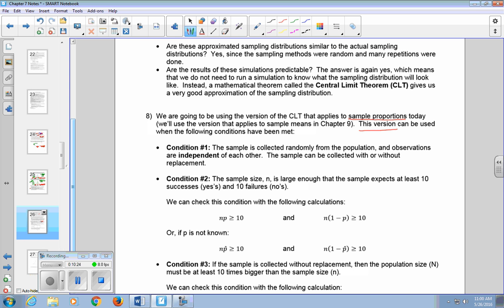Remember, with replacement means if you take somebody out, let's say an ID number of 1, you put them back, they can be selected again. Without replacement, you take somebody out that has ID number 1, that ID number can't be used again. That person cannot be selected again.